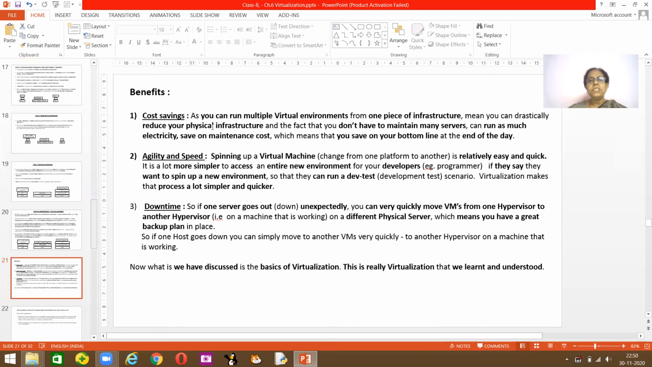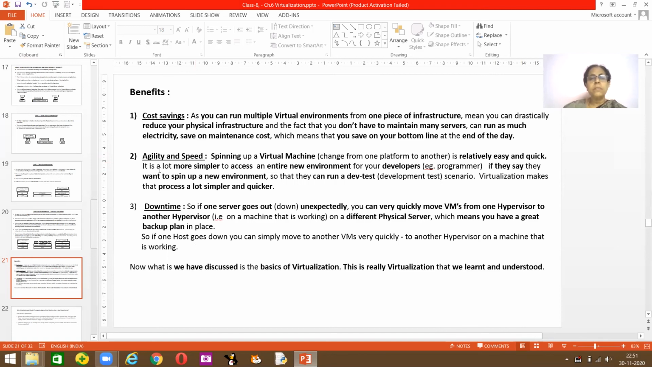So it reduces your physical infrastructure, and you will be saving because you're not going to run machines that will have a lot of maintenance cost, and you have to pay for all the electricity that you're using. Then it's agile and speed, means you can just change from one platform, that is from one virtual machine, to another very quickly, as just now I told you.